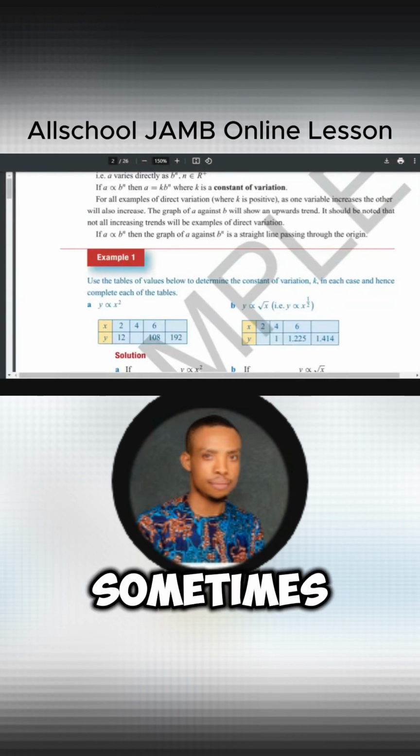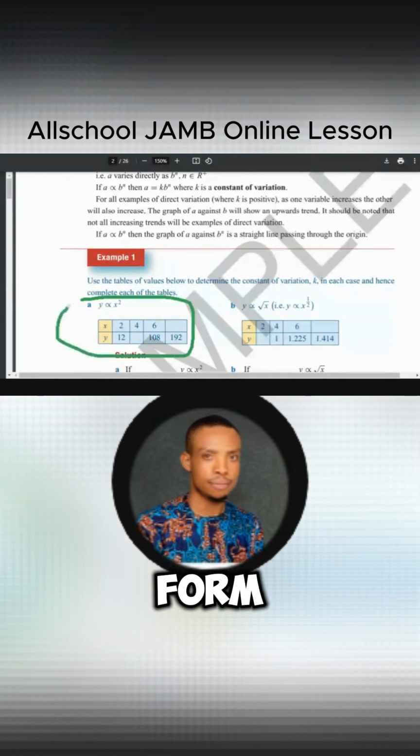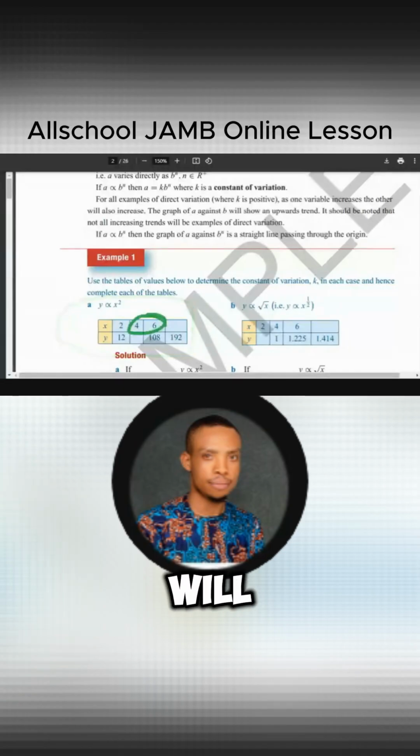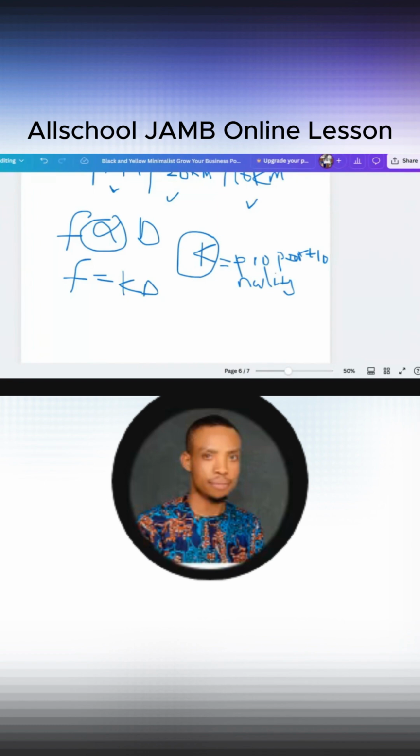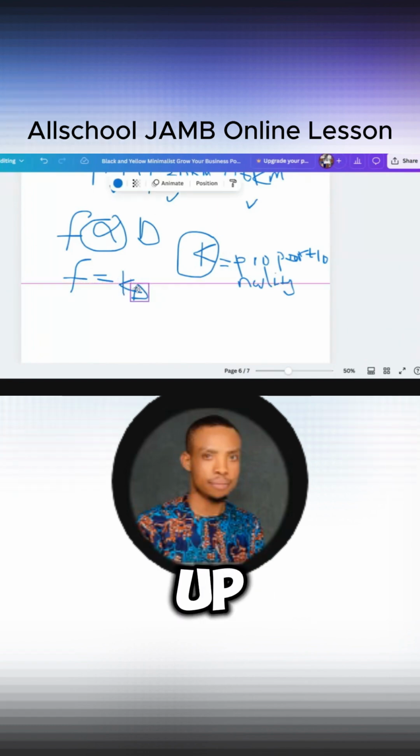So as I was saying, sometimes the question can come in this form, in tabular form. Most times it doesn't come in this form. It will come in the form of sentences. So we'll solve questions like this, and we'll also solve questions like sentences, right? So let's start with this one so that you can have a better idea. Now, I'll have to solve it using the Canva so that you guys will see what I'm doing. Just hold on, let me clean this up.